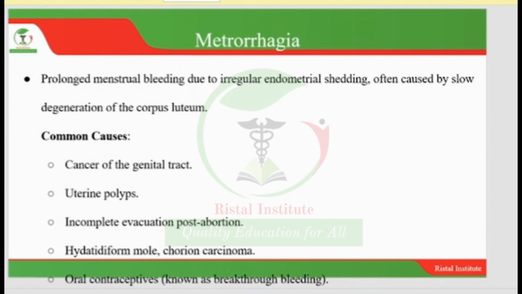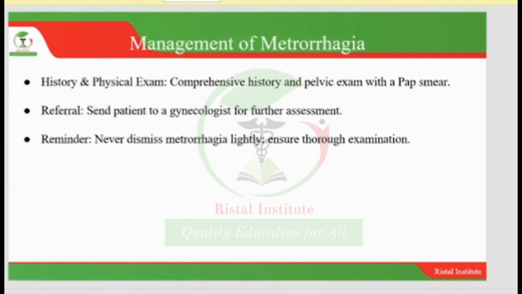So common causes can be cancer of the genital tract, uterine polyps, incomplete evacuation of post-abortion, then hydatidiform mole, then chorion carcinoma. These are the common causes of metrorrhagia. How do we manage metrorrhagia?